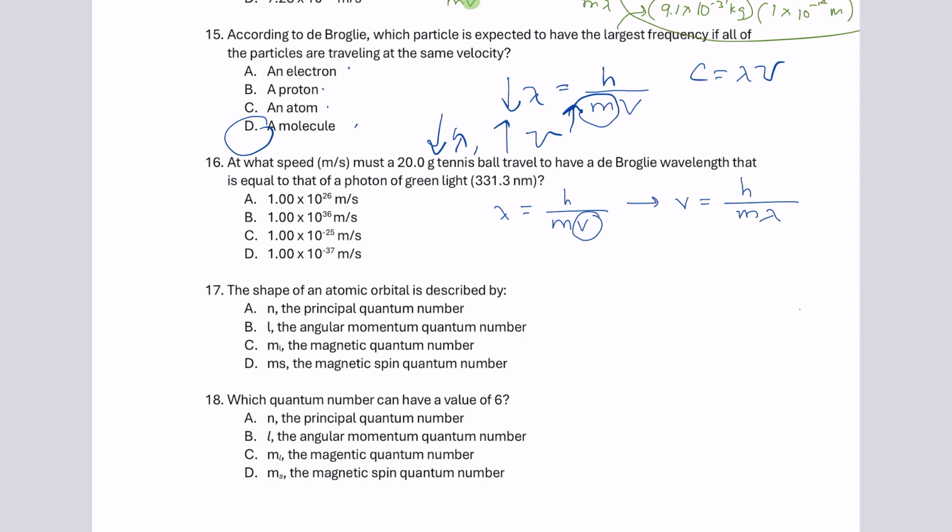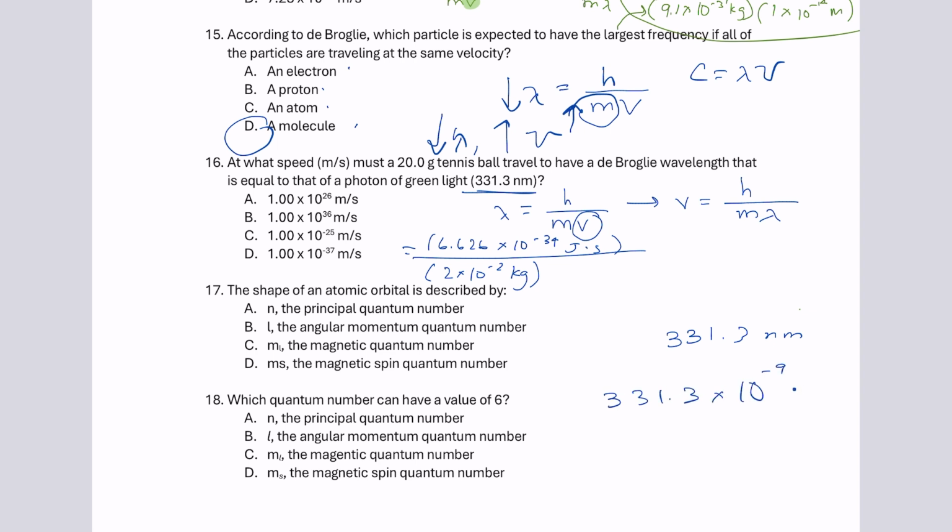We have all of these values, so we can just substitute them in. Planck's constant is 6.626 times 10 to the negative 34 joules times second. The mass is 20 grams, but we want to convert that to kilograms. So that's going to be 2 times 10 to the negative 2 kilograms. And that's multiplied by wavelength. We're given the wavelength in nanometers, and we want it in meters. 331.3 nanometers is equal to 331.3 times 10 to the negative 9 meters.